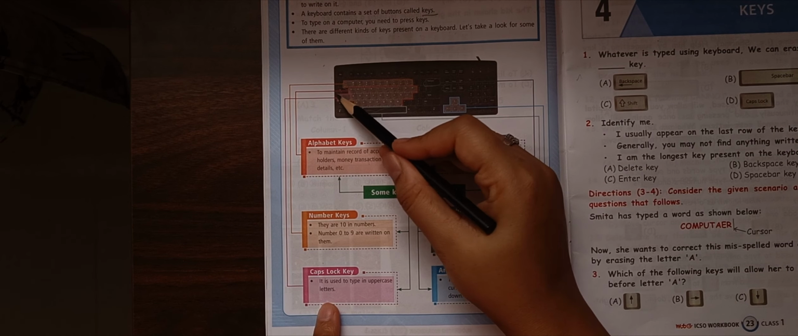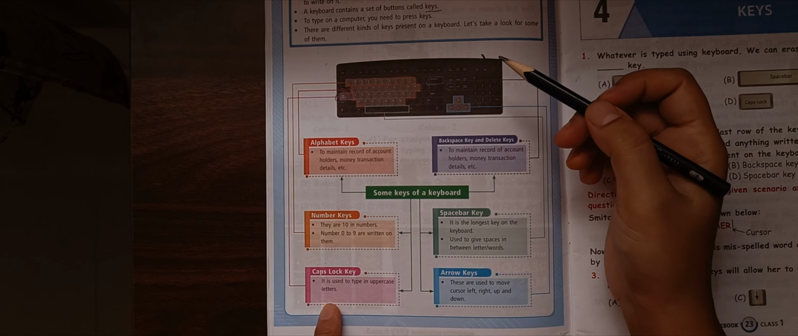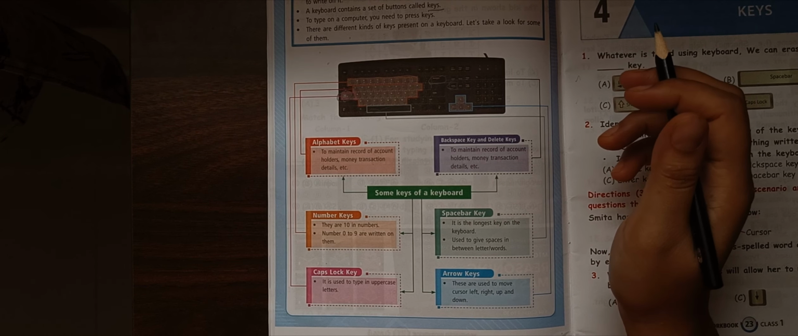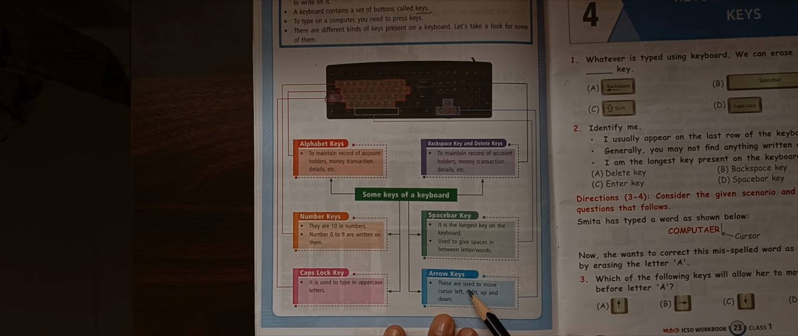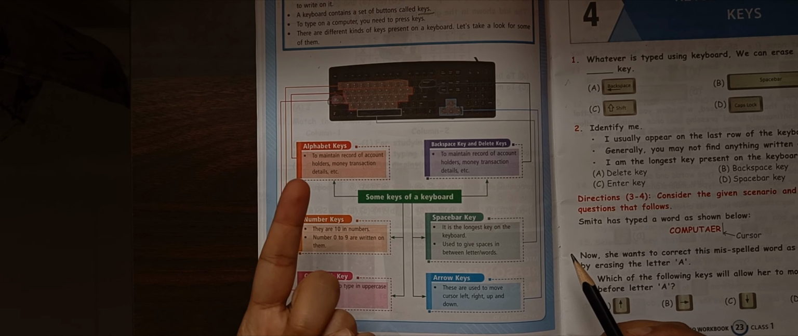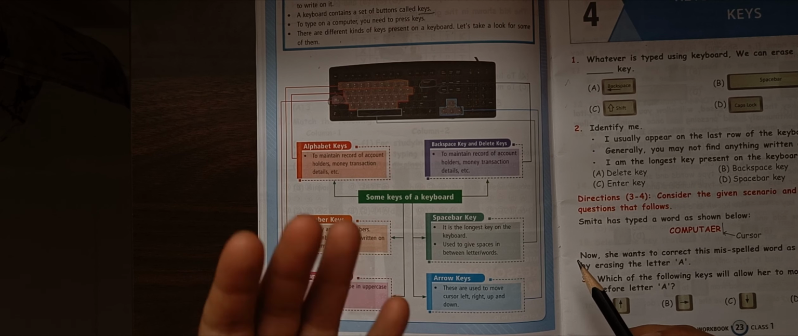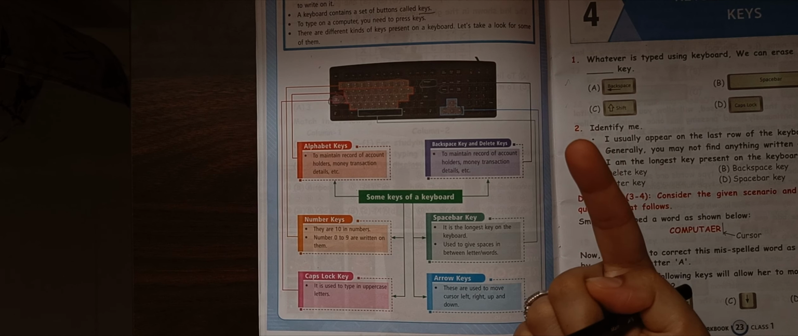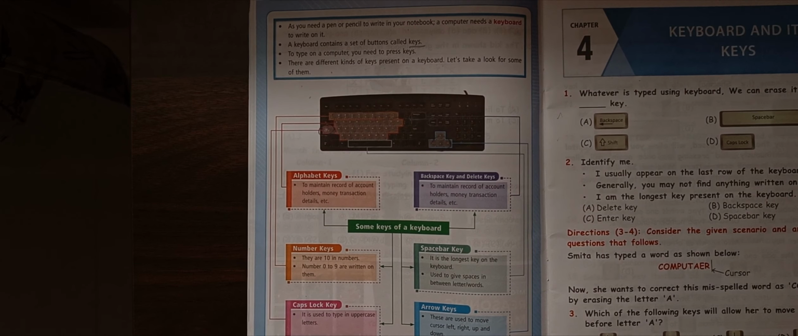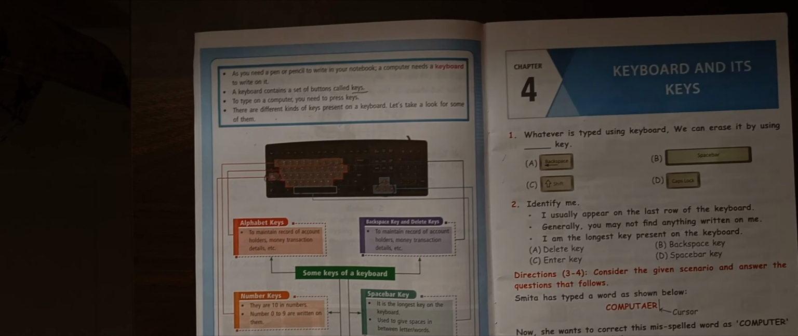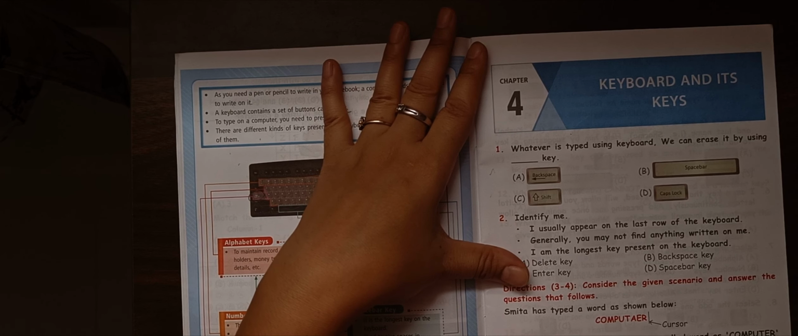Caps lock key. This is the caps lock key. It is used to type letters in uppercase. Next is the arrow keys. These are the arrow keys. They are used to move the cursor up and down, left and right. So we learned about alphabet keys, backspace key, delete key, number keys, spacebar key, caps lock key, and arrow keys. These are the different types of keys that we mainly use when we do typing.